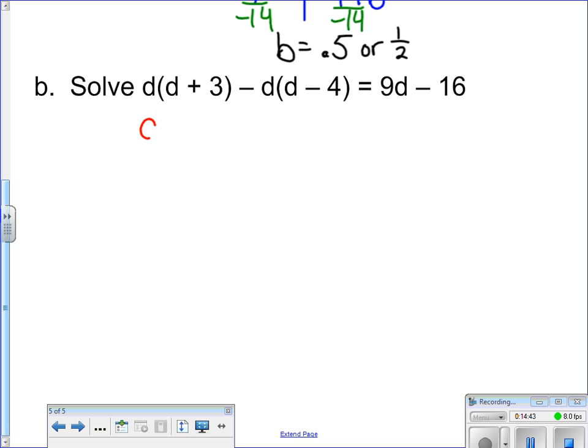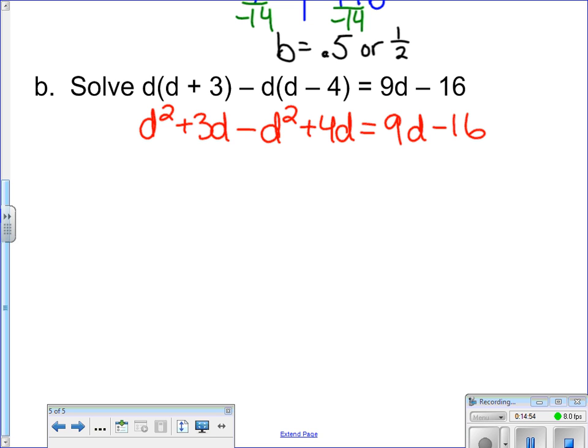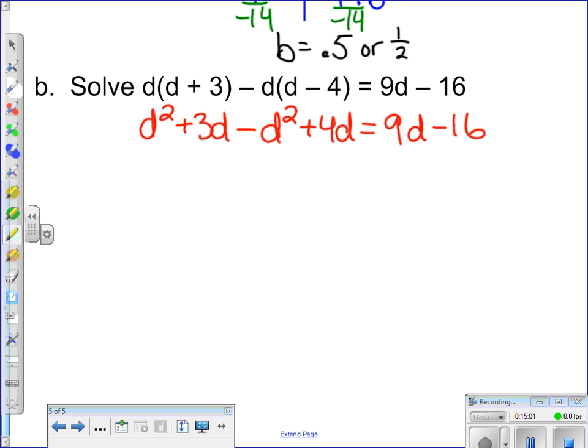Okay, so d squared plus 3d minus d squared plus 4d. If you notice, the two negative signs made the d squared negative, but the negative and negative 4 made positive. Then combine the like terms. d squared minus d squared. Those two cancel out. Equals 0. Other like terms, 3 and 4 make 7.